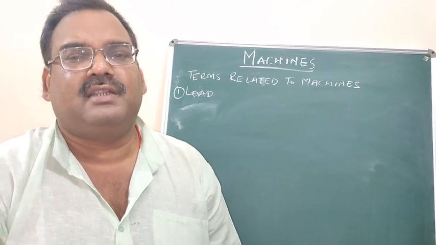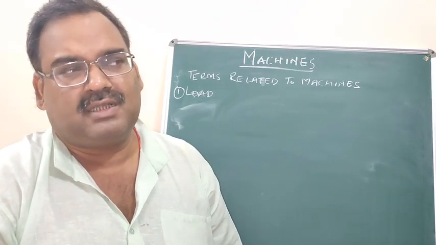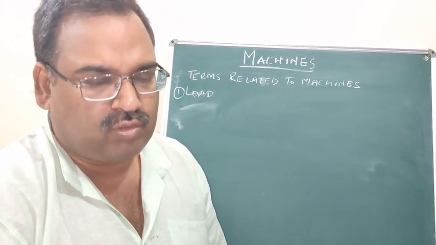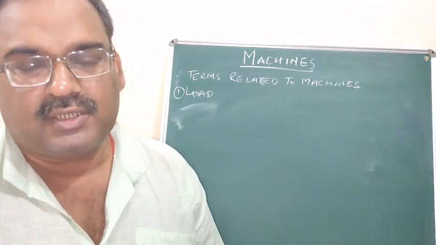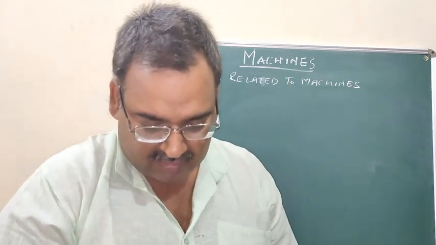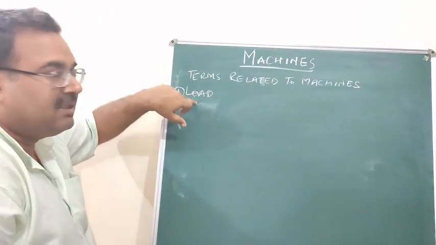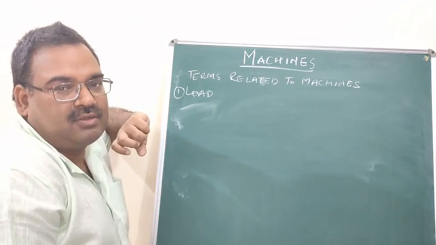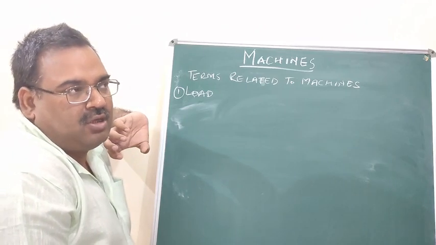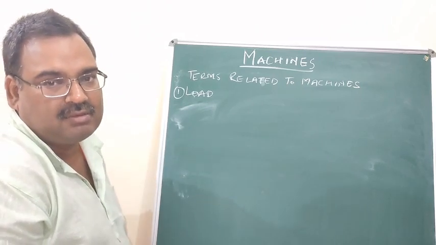Next we have technical terms that are related to machine. There are a few technical terms related to machine. The first one is load. What is load? The load is the resistive force that is to be overcome by the machine. Load is nothing but resistive force, the force which we have to overcome. So load is a resistive or opposing force that is to be overcome by the machine.